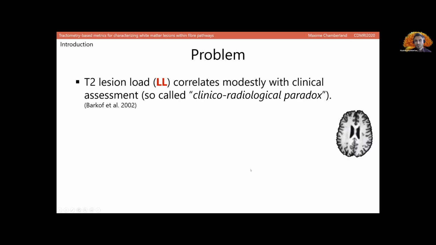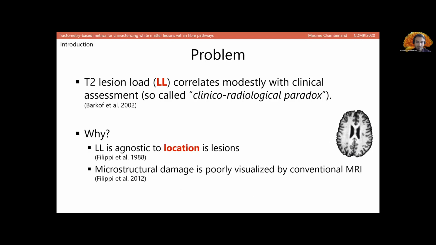The problem with lesion load is that it correlates only modestly with clinical assessments, and this is the so-called clinical radiological paradox. The reason why is quite simple, actually. Lesion load is agnostic to the location of lesions in the brain, meaning that if you have a lesion in an eloquent area, it might be more damaging than one that is not located in such an important area in the brain. The other reason is, of course, that microstructural damage is poorly visualized by conventional T2 or T1 images.